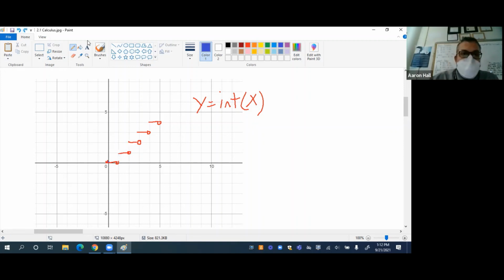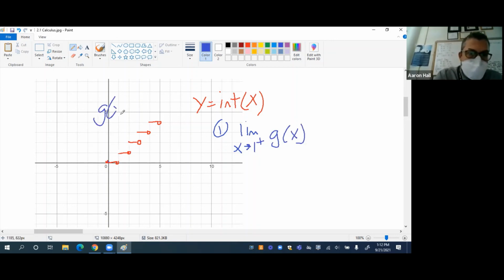So here's what I want to try to figure out. Here's number 1, the limit as X approaches... This is my G of X. I'm just going to write a bunch because I know we don't have a lot of time left.